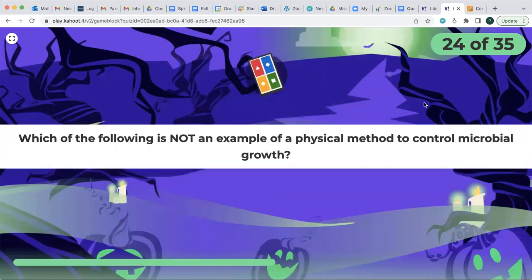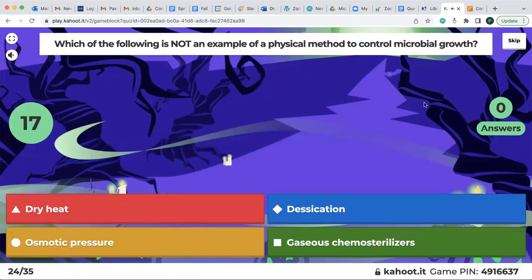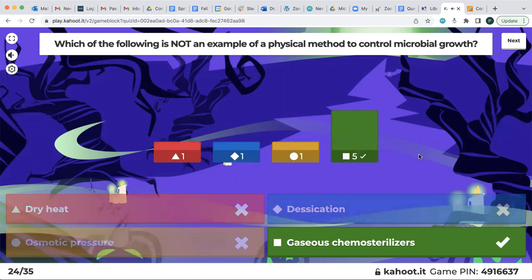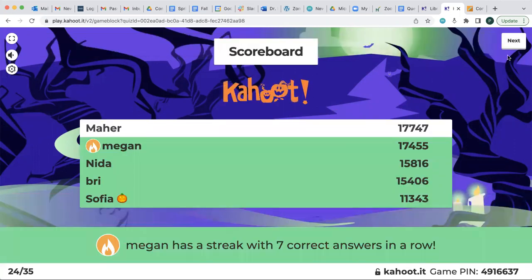Which of the following is not an example of a physical method to control microbial growth? Yep, that is a chemical method, not a physical. Dry heat, osmotic pressure, and desiccation are all physical methods of controlling microbial growth. But gaseous sterilizers, they are a chemical method.